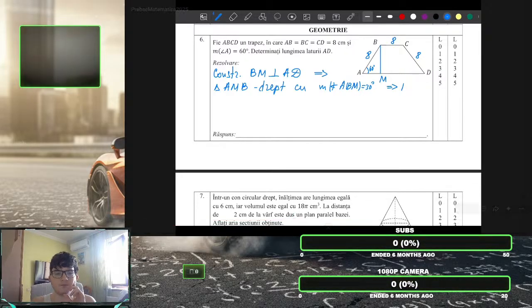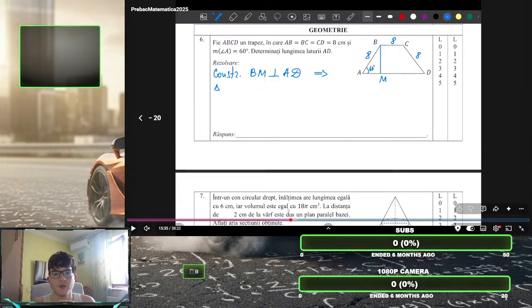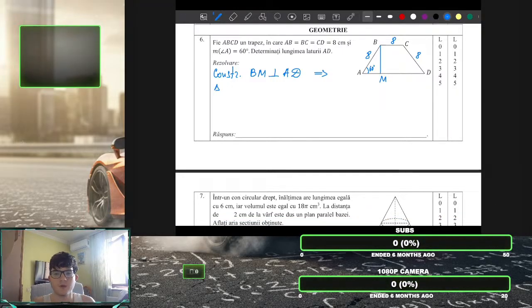Geometry here. Okay, we can kind of watch this one. Understandable measure.